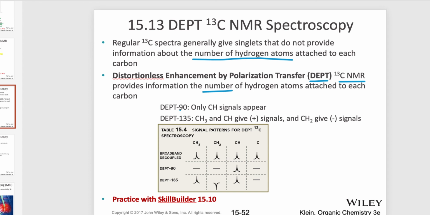And then you can work through this. You see that in DEPT-90, which is shown here, you will only see those that have a methine group, so a CH, and that shows up as a positive peak here. If we look at DEPT-135, and you don't have to understand the background as to why this is 90 and 135, they're just two different components that add to this. Here, we now can differentiate between CH3 and CH. They're going to give you positive signals, but the CH2, this is an even number, will give you a negative signal, and that is what you see here.